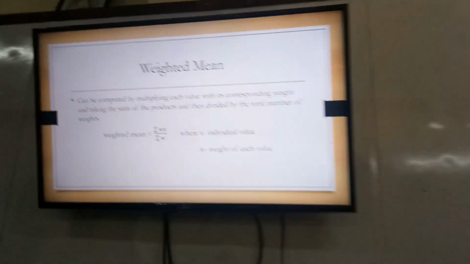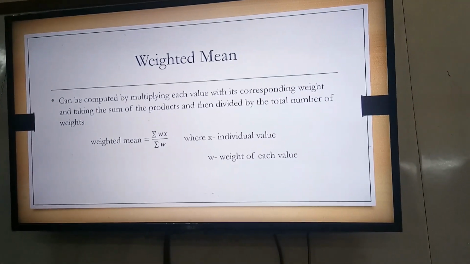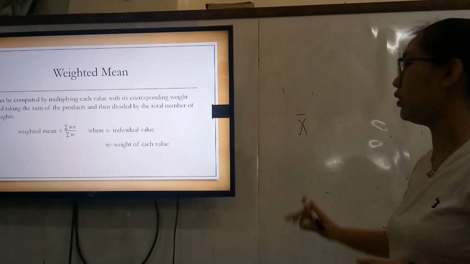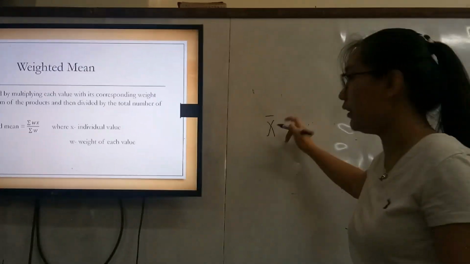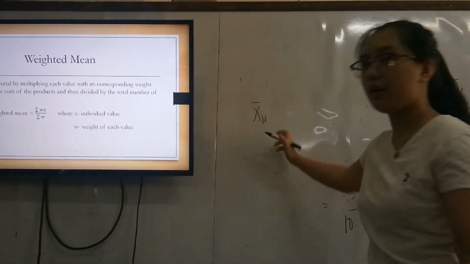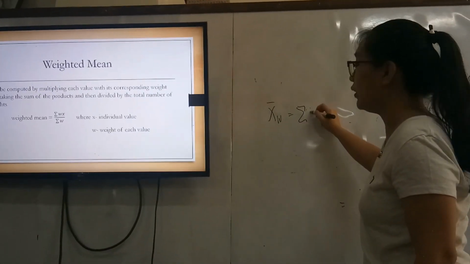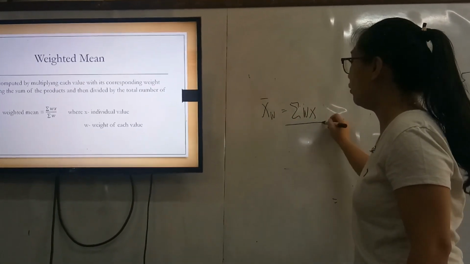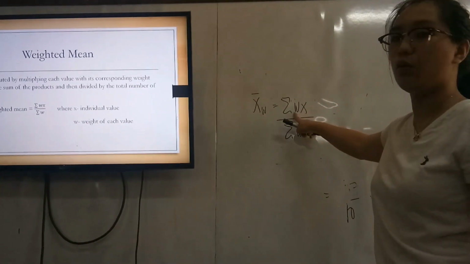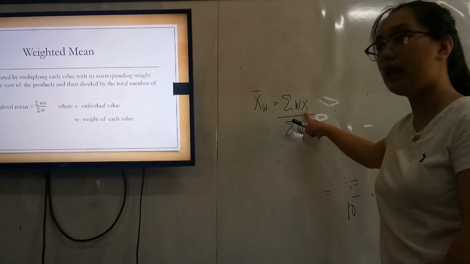So we have your formula, okay? How will you denote the mean? All you have to do is use your sample mean and then put W as a subscript. Okay? So the weighted mean is equal to what? We have the summation of your weight times x, all over the summation of your W. What is W? It is your weight for each and every data. What is x again? It is your individual value.